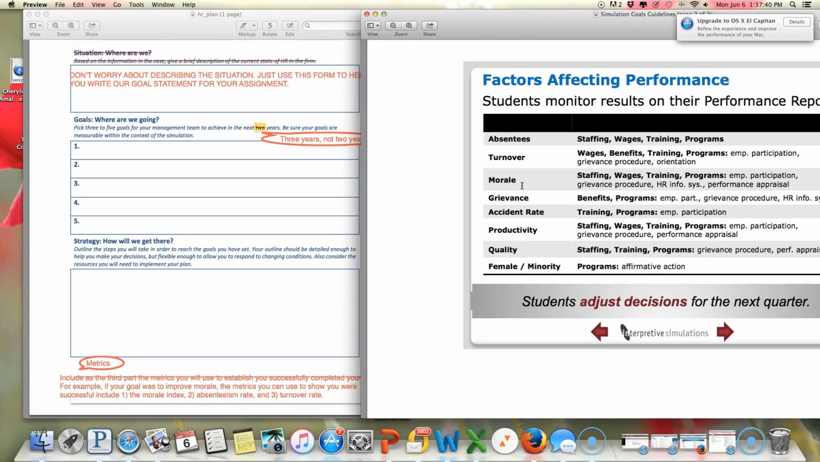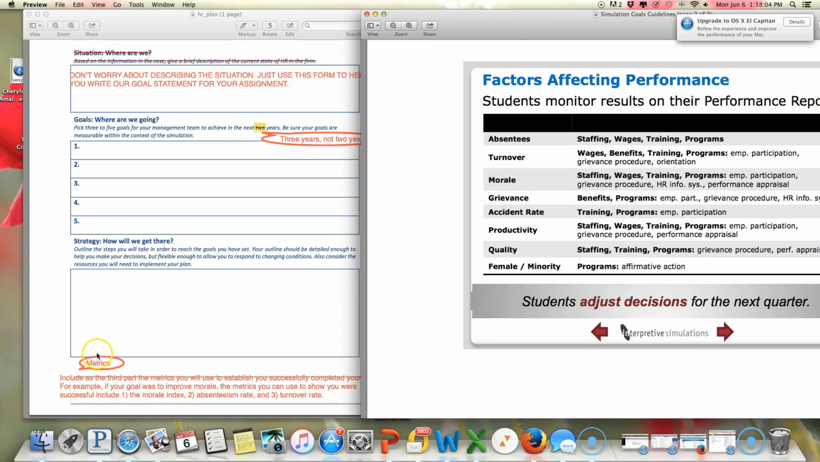You can look at your turnover rate and say the turnover rate went down, which means employees are staying with the company, which means they're happy. So that shows that morale is probably improving. Same thing with absenteeism. There is a certain percentage of absenteeism that occurs because people are unhappy with the company. So if morale is going up, we should see absenteeism go down.